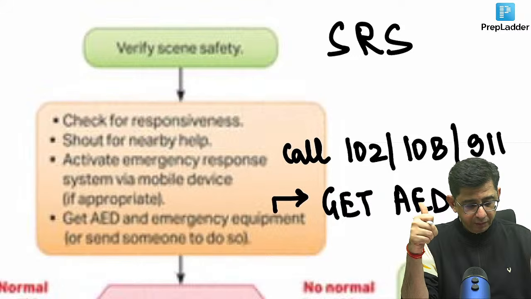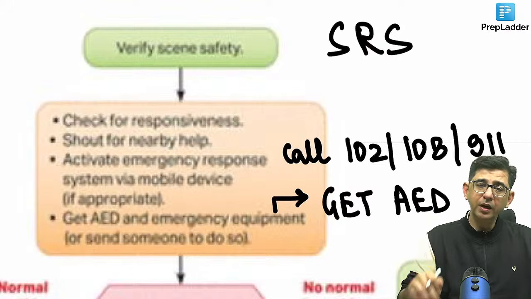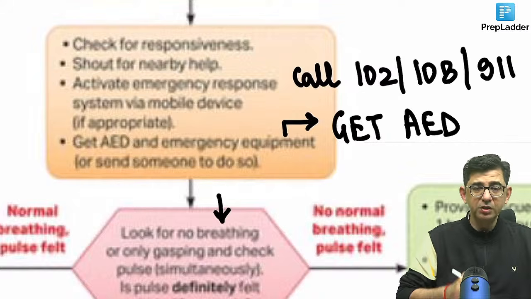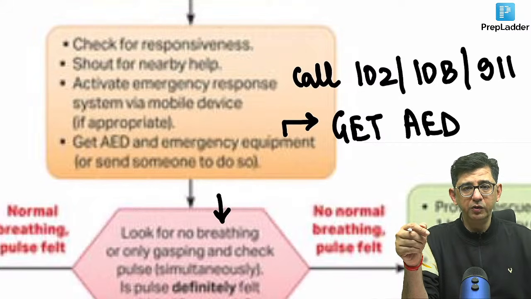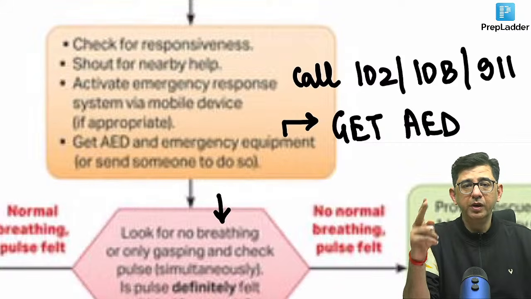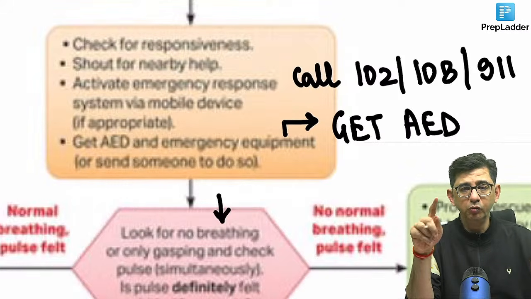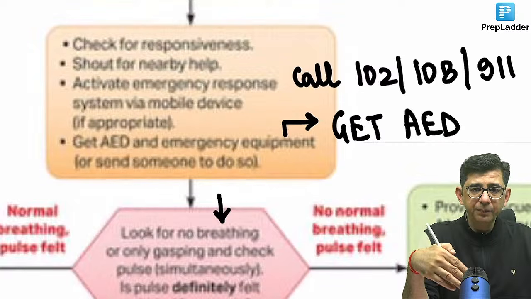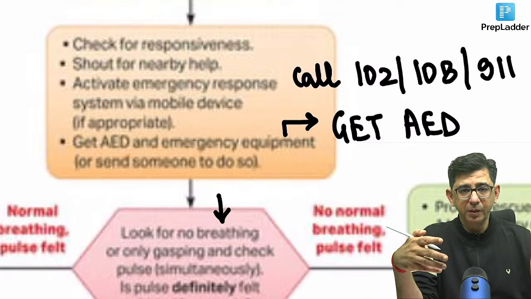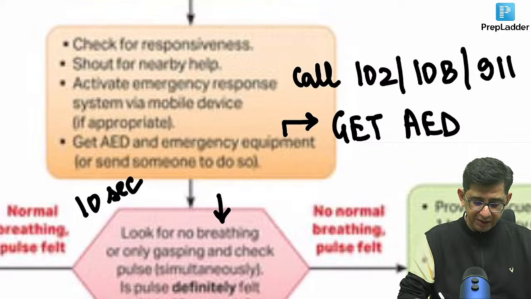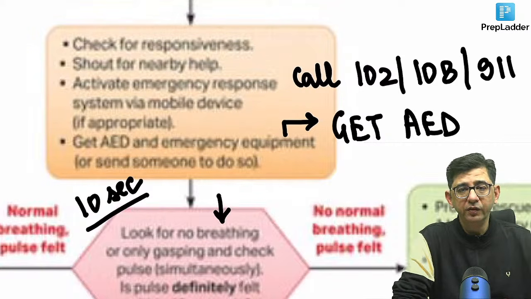Pulse, breathing, okay. I think it is written here, look for no breathing. What the doctor will do is look at the chest movements of the patient and check the pulse simultaneously. So both are to be looked at, but in the MCQ, if both are given, you will first follow whatever is written here. That is, look for no breathing or gasping and then check pulse simultaneously. And a doctor is supposed to not spend more than 10 seconds evaluating both of these activities.